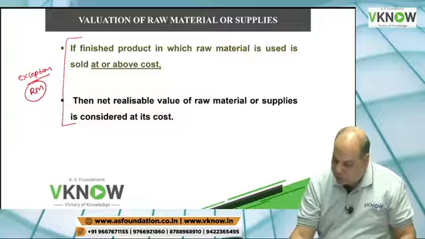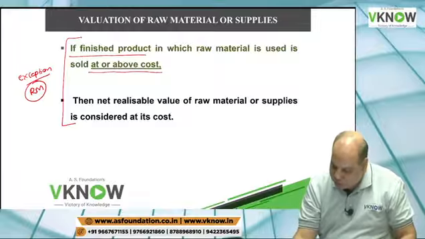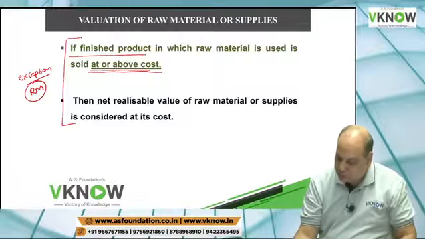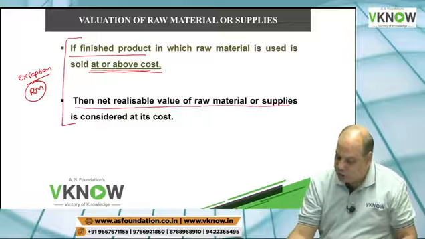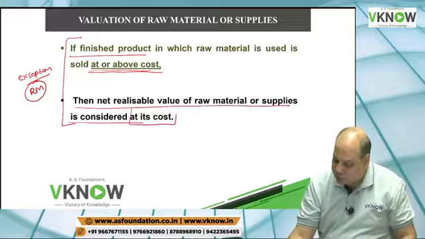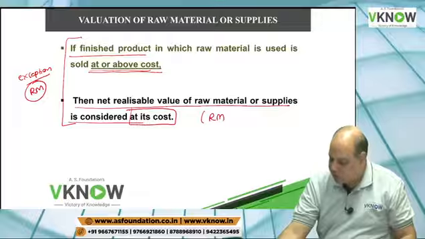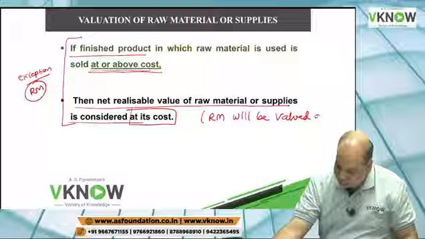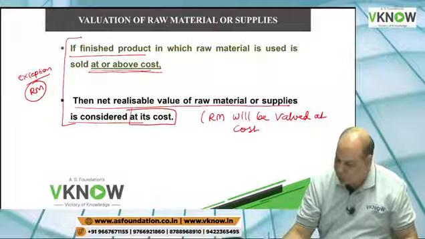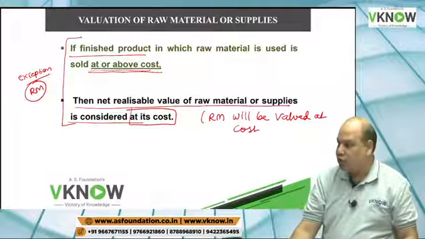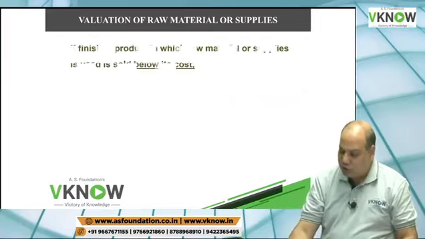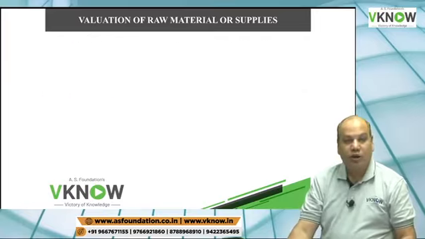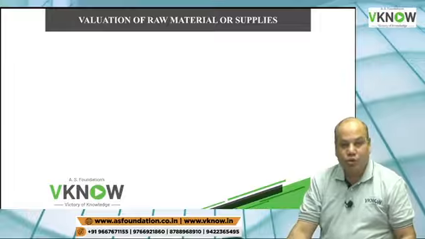If raw material is used in finished product, and finished goods will be sold at or above cost, then NRV of the raw material or supply is considered at its cost only. In short, raw material will be valued at cost. There is no need to write down the raw material cost, because I am not going to sell the raw material.